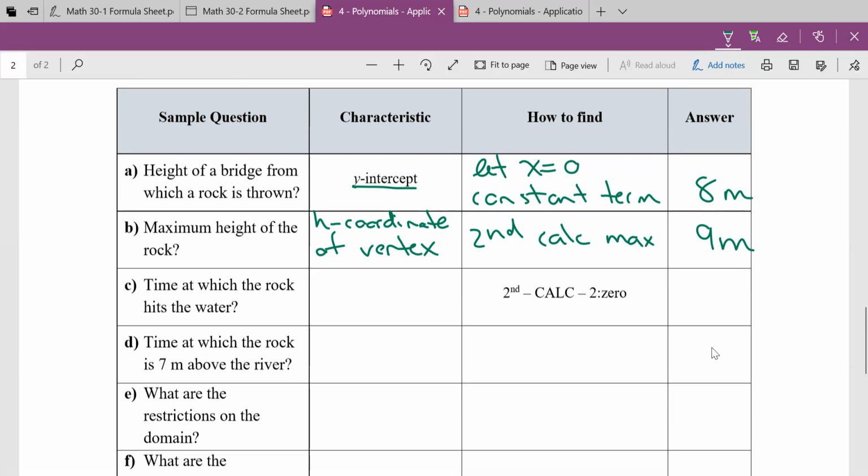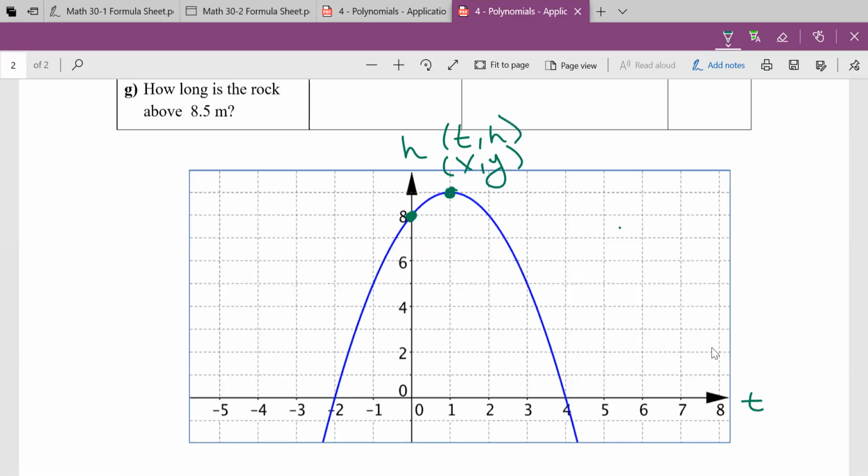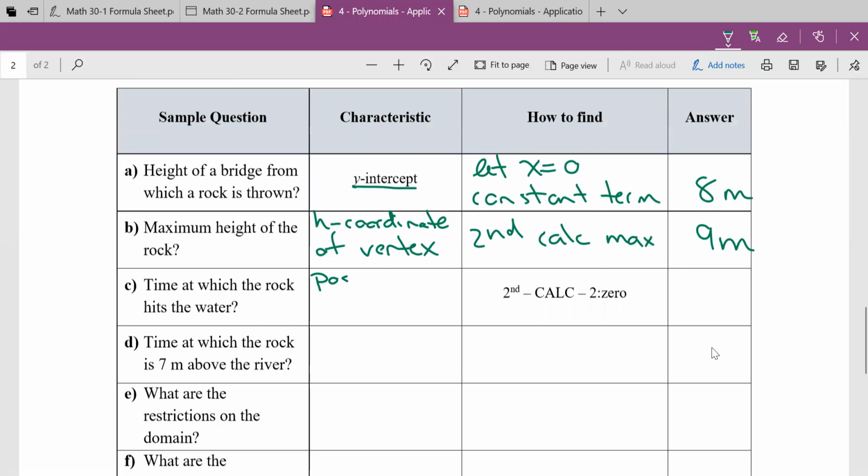Time at which the rock hits the water. Okay, well, the rock hits the water right there. So I'm going to call that my t-intercept. But I need to be careful because there are two t-intercepts. So how do I tell which one I'm talking about? I'm going to say the positive t-intercept, just like that. Okay, and that was at 4 seconds. Now, the other way to find this, which I prefer to do actually on a TI, is to let y2 equal 0 and find the intersection.